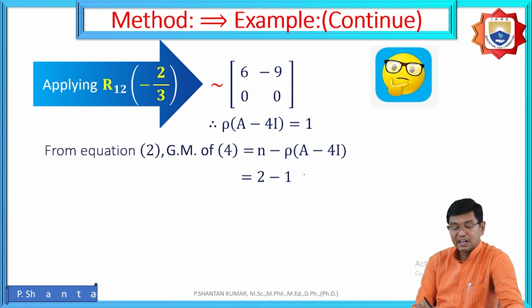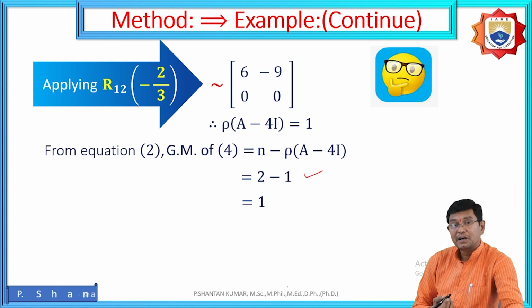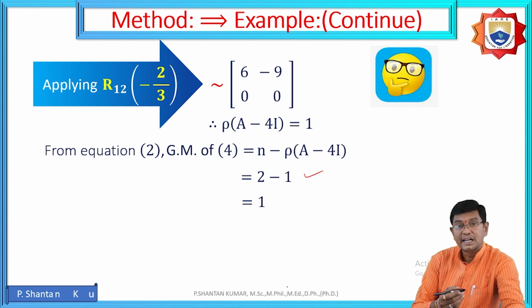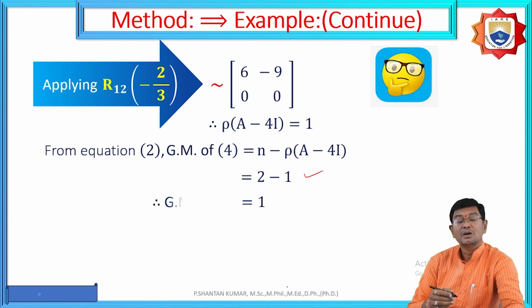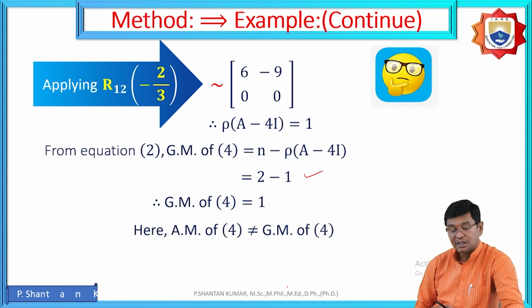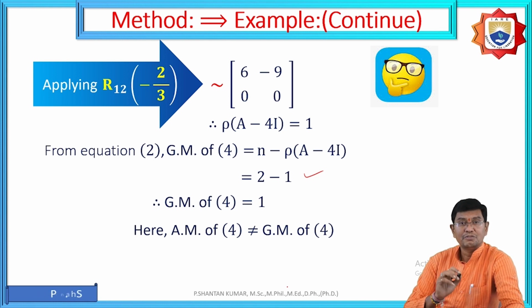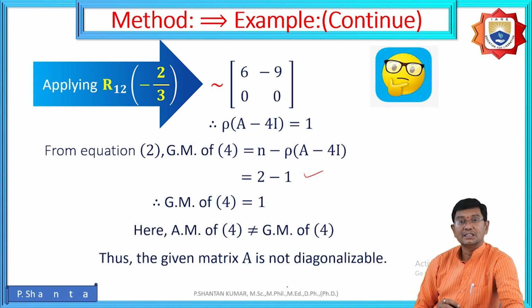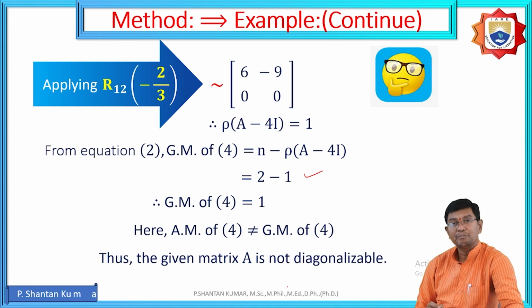Therefore, the GM we obtain is 1. That means, in conclusion, the algebraic multiplicity we identified is 2, and the geometric multiplicity is 1. But according to the concept, the AM is not equal to GM for lambda equal to 4. Therefore, this matrix is not diagonalizable.